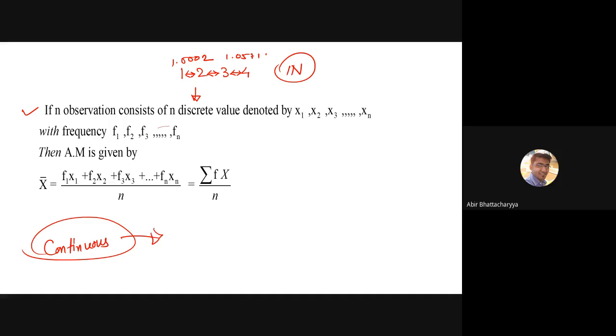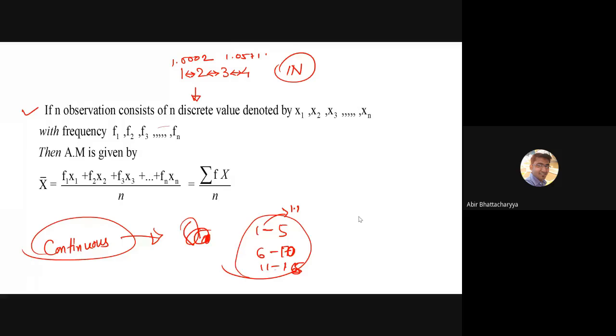Continuous data means whenever we have data sets like in the interval 1 to 5, 6 to 10, 11 to 15. This type of data is continuous, because they did not mention that we have to consider only 1, 2, 3, 4, 5. We can consider 1.1 also, we can consider 4.9 also. That means these data sets are known as continuous data sets.